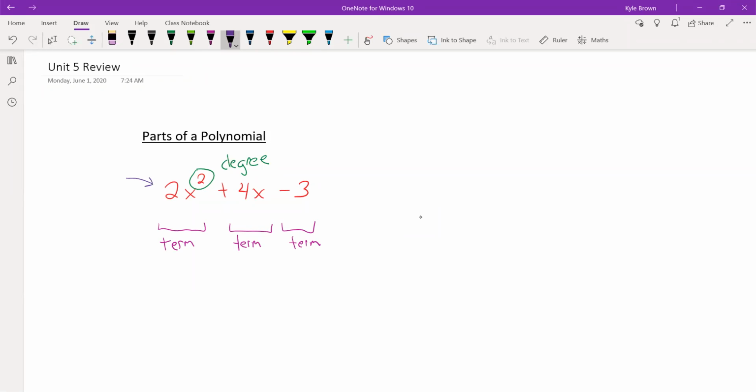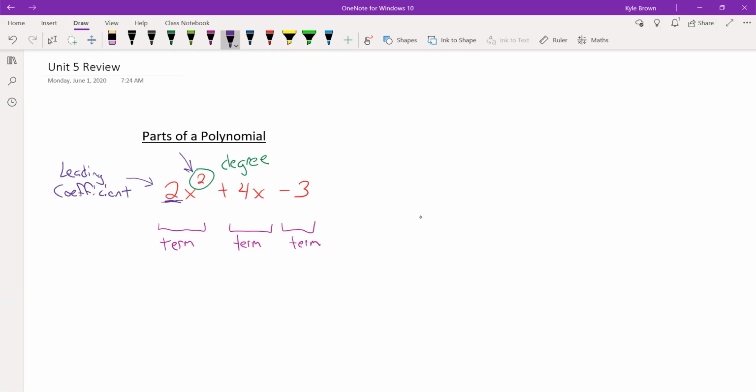Okay, next one, we've got our number out front. Our number out front is a coefficient. So that's our coefficient, but that's also a coefficient, right? The 4 would also be a coefficient, and so would the 2. The coefficient is the number that's in front of your variable. In this case, our variable is x. Now this one, the 2, since that's with our highest exponent, the degree 2 in this case, you could even call that the leading coefficient. And then 4 would just be the coefficient.